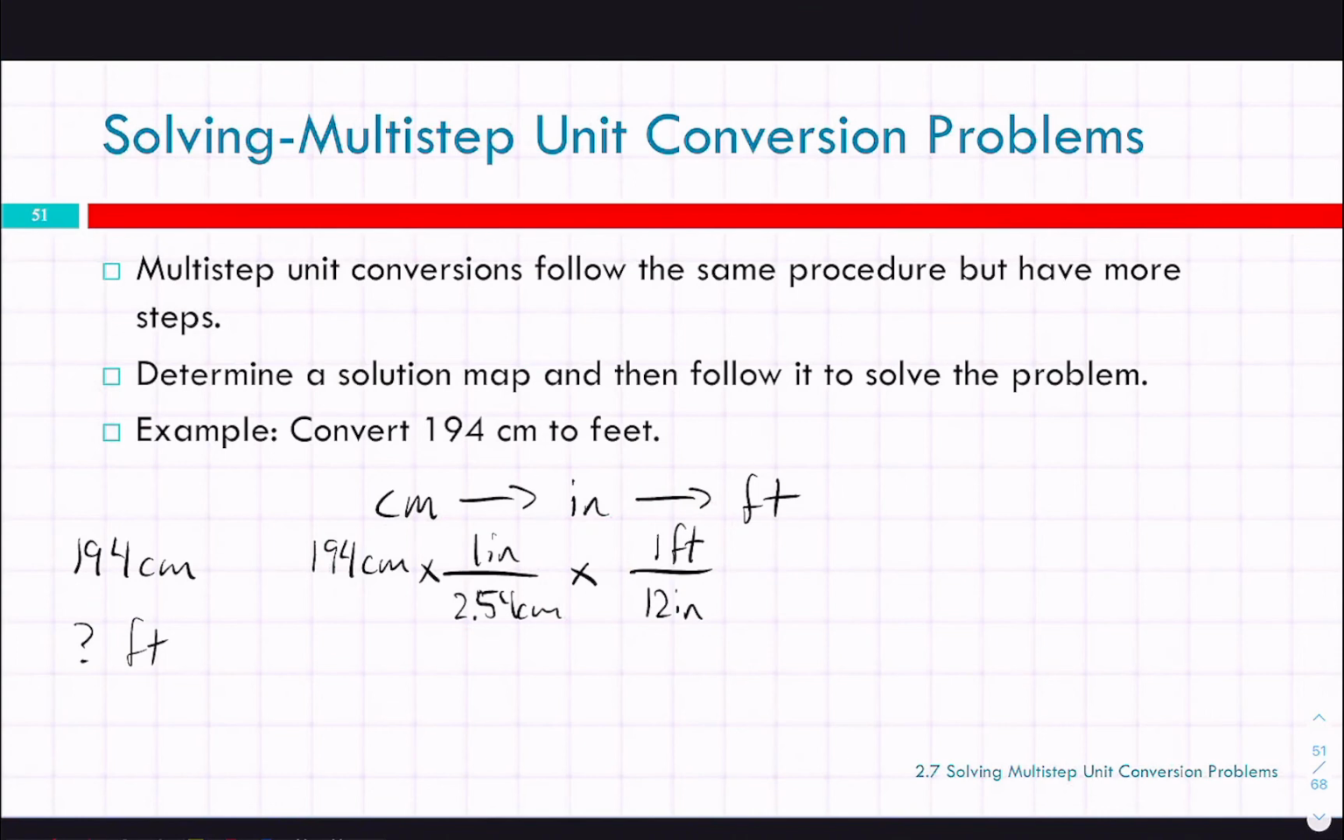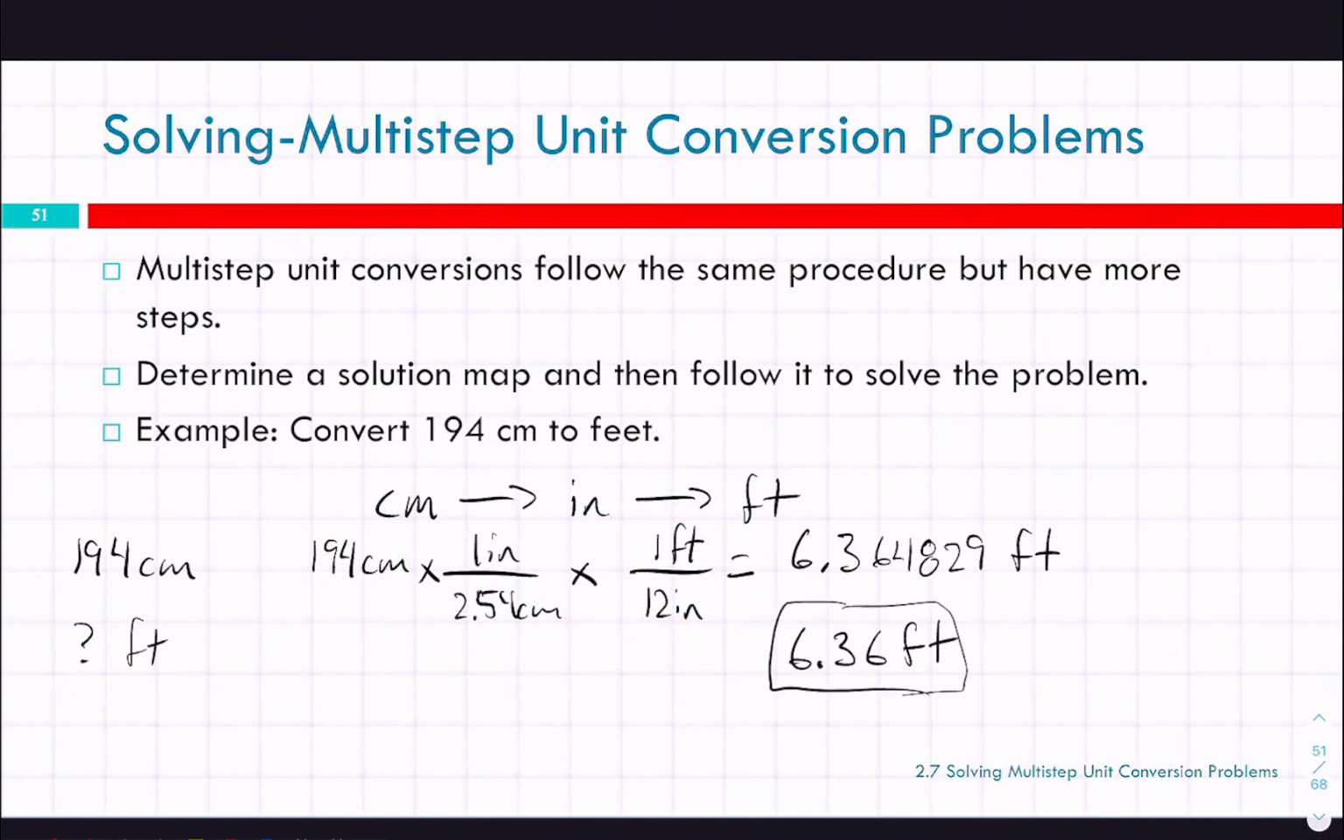It's going to be the smallest number of sig figs. Since these are both exact conversions, it's just going to be based on our starting number. So 194 divided by 2.54 divided by 12 is going to be 6.364829. There's more than that, but you get the idea. Because we need to round this down to how many? 3. So this will be 6.36 feet.